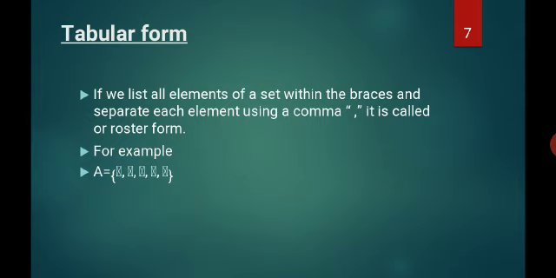There is an example: A is equal to a, e, i, o, u. As we know that these are all vowels, but when we want to write in tabular form, we write in this way and mark a comma between each vowel or each digit. C is equal to 3, 6, 9. These are also written in the tabular form.